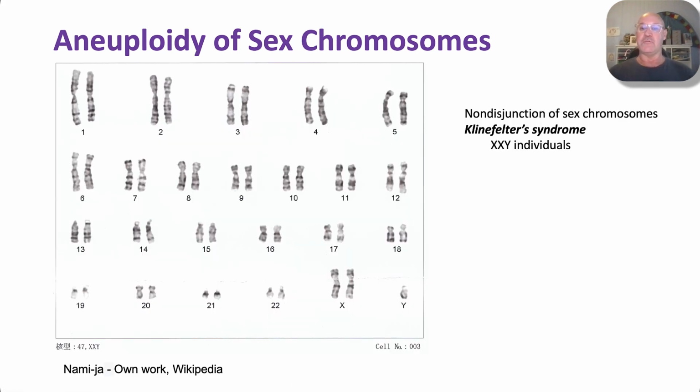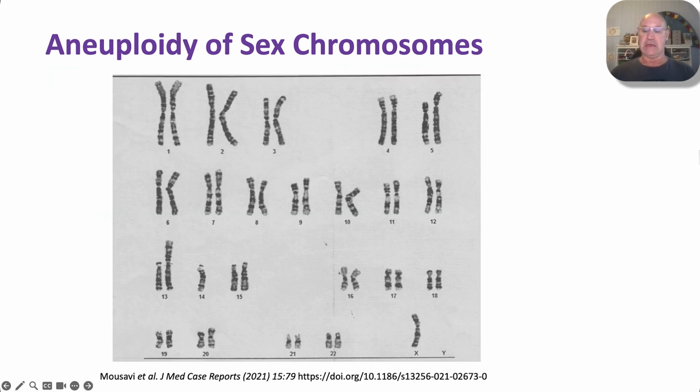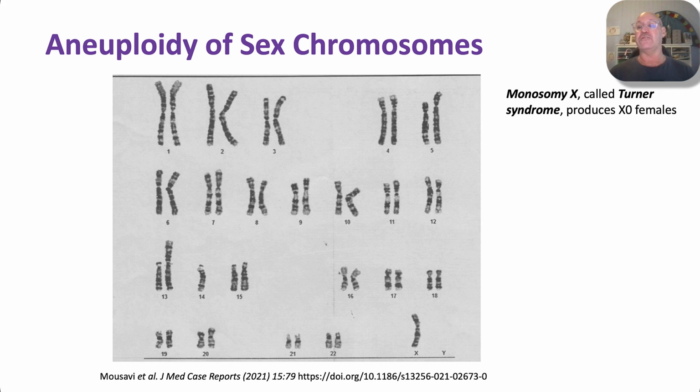Okay, so whilst the Klinefelter syndrome individuals are assigned male at birth, the monosomy X or Turner syndrome individuals are assigned female at birth because they have the X0.